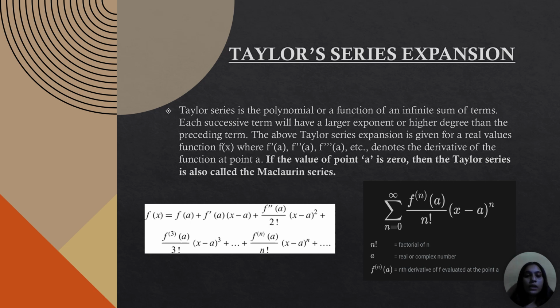So, the formula for Taylor series is f of x is equal to f of a plus f dash of a into x minus a plus f double dash of a divided by 2 factorial into x minus a to the power 2 plus f triple dash of a divided by 3 factorial into x minus a to the power 3, and so on. Up to f to the power n of a divided by n factorial into x minus a to the power n.